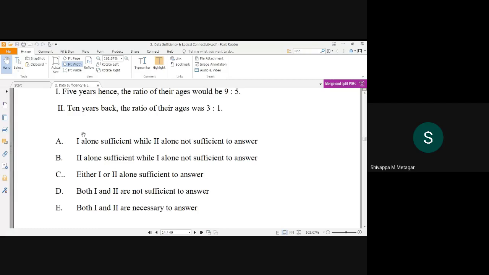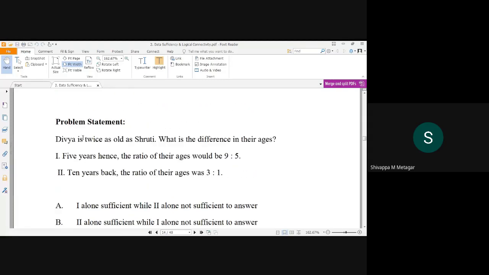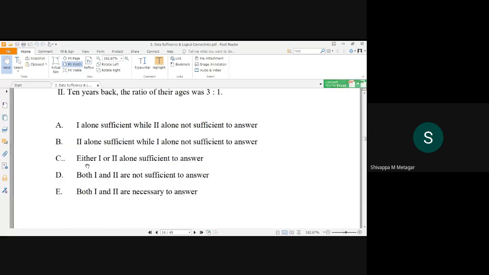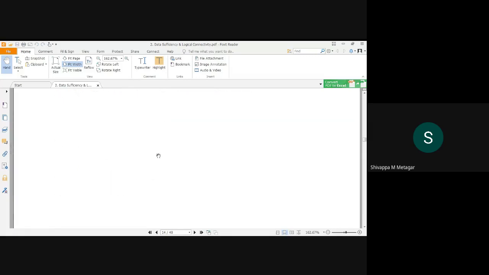Here the options are: 1 alone, 2 alone, either 1 or 2, both 1 and 2, nothing. It means either the first statement or the second statement alone is sufficient to answer the given question. Based on the first statement we can answer the question, and based on the second also we can give the answer. We just have to find the difference between their ages. Samruddhi More has given the right answer, that is the third one: either 1 or 2 alone is sufficient to answer the given question. Okay, good. Next we can go to the next problem statement.